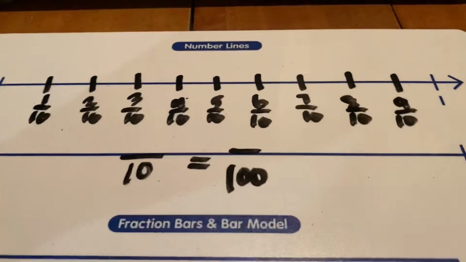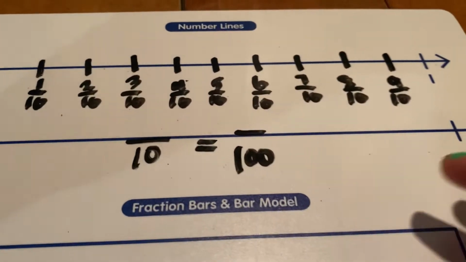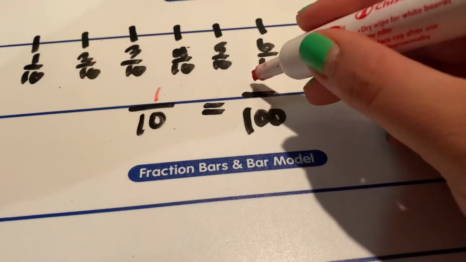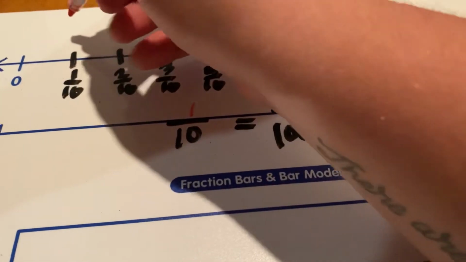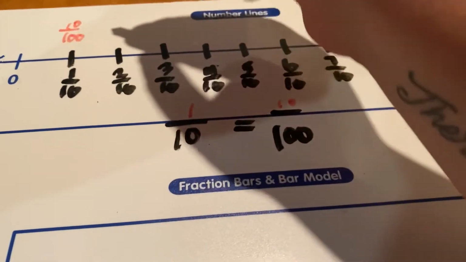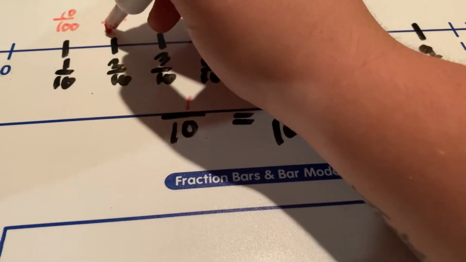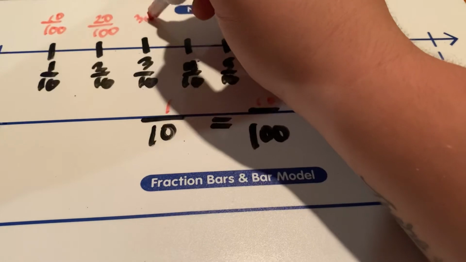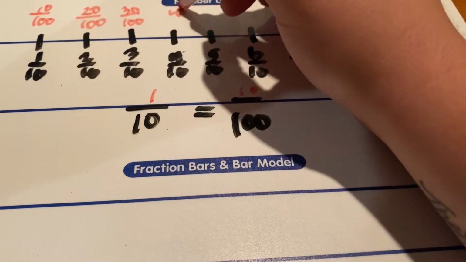But I know that I can also show hundredths on this, and here's how. We know that 1/10 is equal to 10 hundredths. So on my number line here, right above 1/10 at the same spot, I'm going to label 10 hundredths. So 1/10 is the same amount as 10 hundredths. 2/10 is the same amount as 20 hundredths. 3/10 is the same amount as 30 hundredths. 4/10 is the same amount, or equivalent, to 40 hundredths.